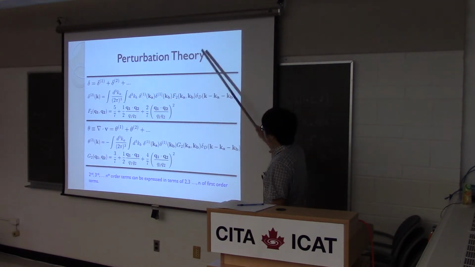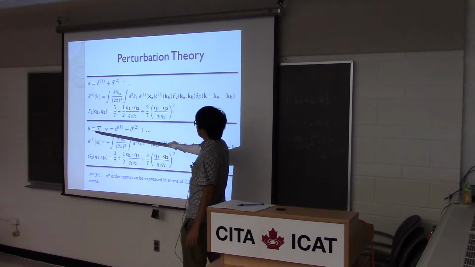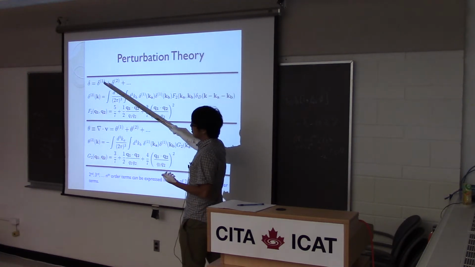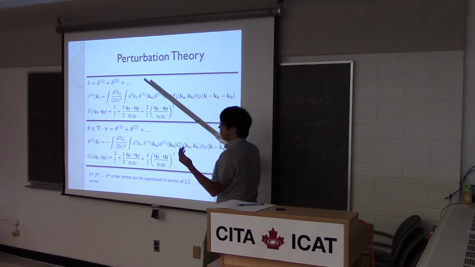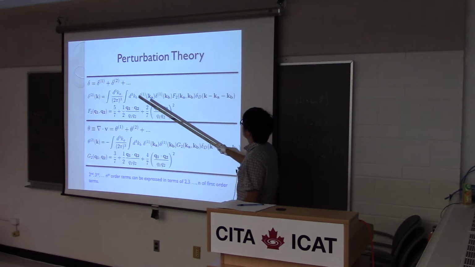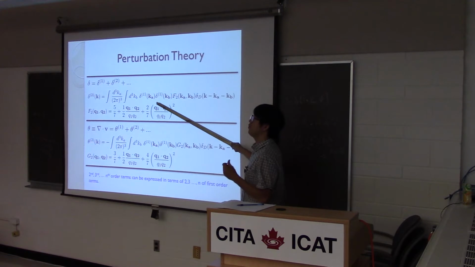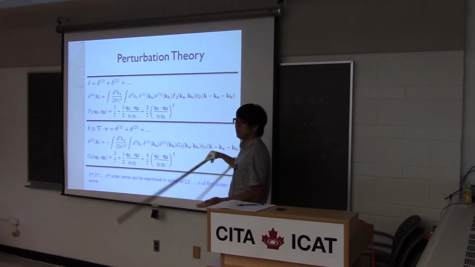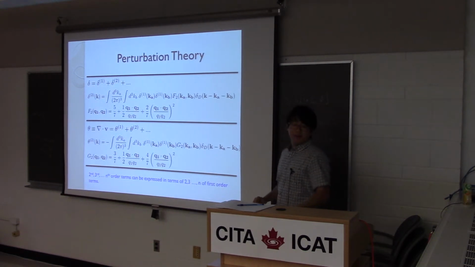So in perturbation theory, we have delta and the velocity divergence expanded like this: first order, second order, and so on. Then, for example, we can take the second order term and express it in terms of two first order terms that are Gaussian. We have these functions that Yashin showed us yesterday. But it's known, so we can actually go ahead and express everything in terms of these first order terms.